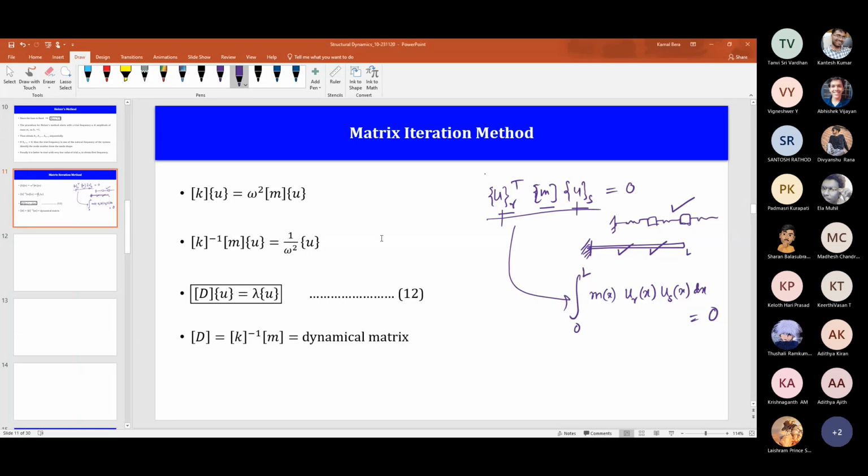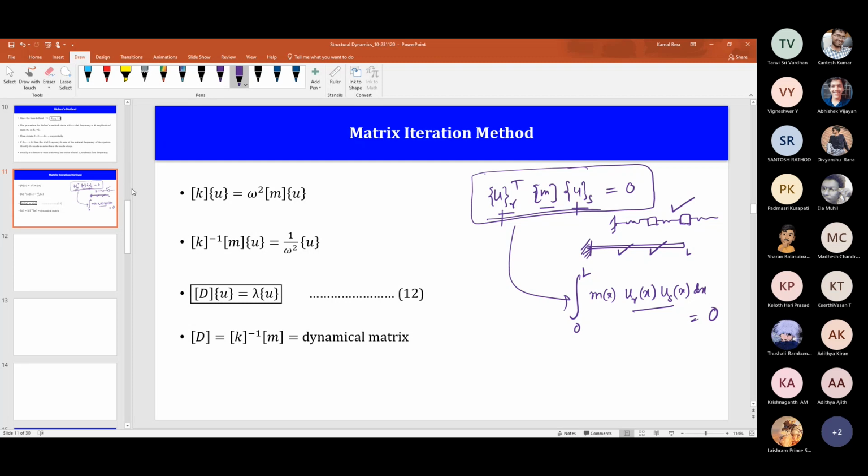So you will find that similar types of expressions can be derived there. So it is very important to understand the multi-degree of freedom system and all the associated derivations and concepts. Now let us go back to our present topic, that is the matrix iteration method: how to find the natural frequencies and the modes. Please look carefully.